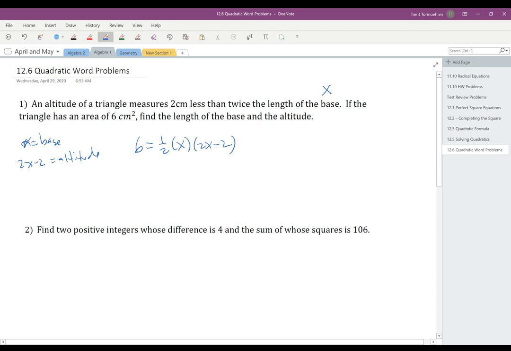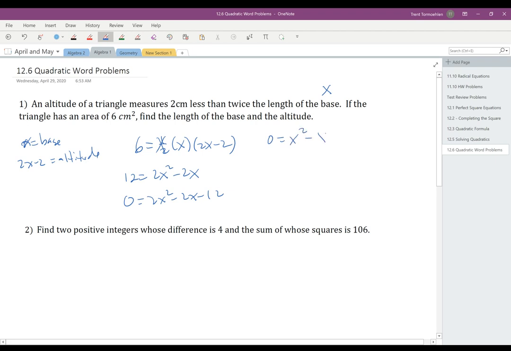Now we have a quadratic equation that we need to solve. I'm going to go ahead and multiply both sides by 2 to get rid of the 1/2, and then multiply this out. So I get 2x squared minus 2x equals 12. And so that gives me this quadratic equation, 2x squared minus 2x minus 12 equals 0. With a quadratic equation, it's always okay to simplify things by dividing through by a number. And so I'm going to divide everything by 2 to get this.